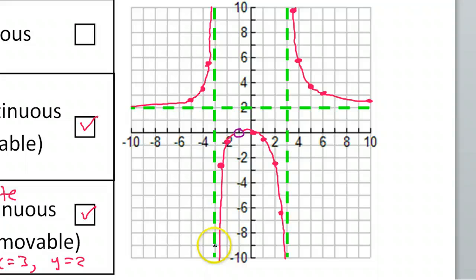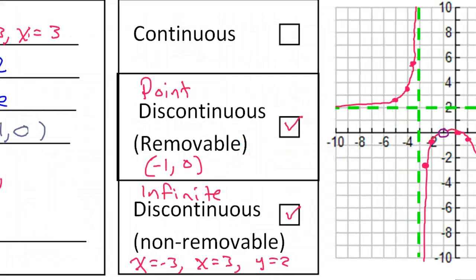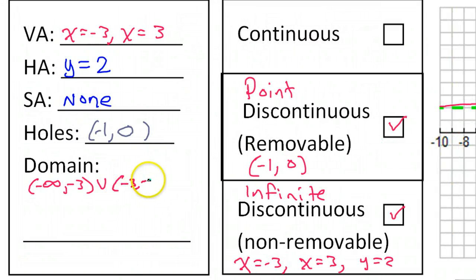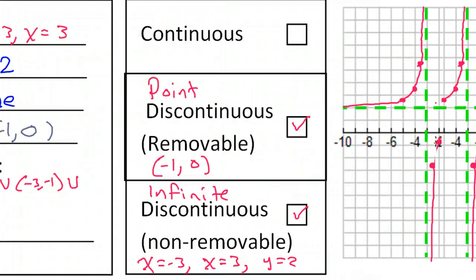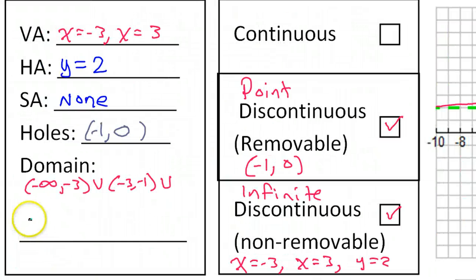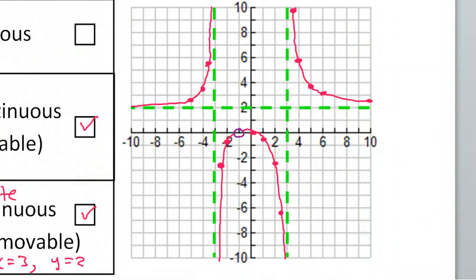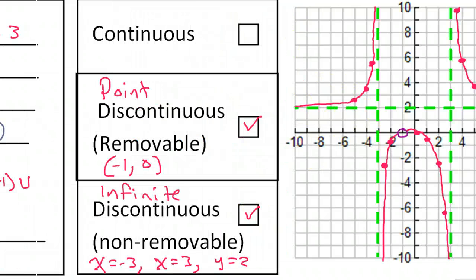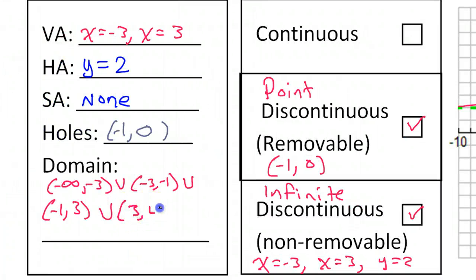Okay, and then this part right here goes from -3 to -1, because that's where the hole is. So -3 to -1. Again, you can't include the hole, so we use a round parenthesis. Okay, and then union. And the next piece here goes from -1 to 3. Union. And then the final branch here goes from 3 to infinity. Alright, x values only. 3 to infinity. So 4 parts to this domain.